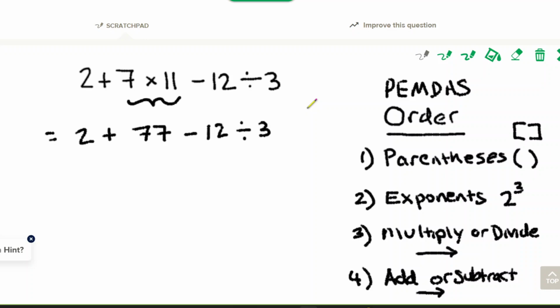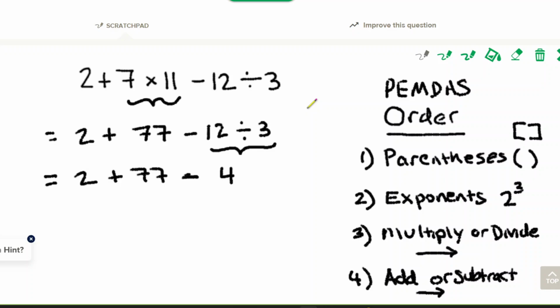And then once again, keep going left to right here. The next thing I am doing in the order of operations is the division. We have 2 plus 77 minus 12, and then you're seeing 12 divided by 3. I'm going to perform that next. All right, so everything else stays the same. We got 2 plus 77 minus, and then 12 divided by 3 is 4.